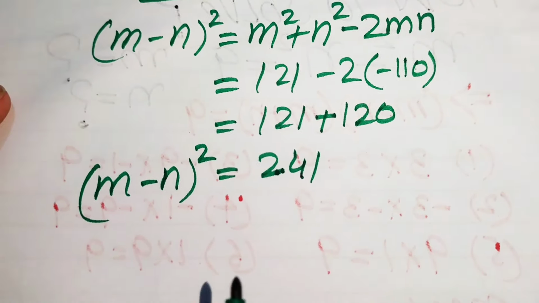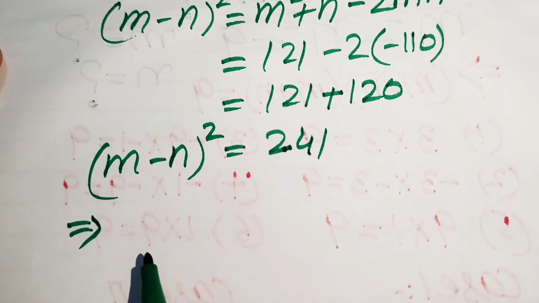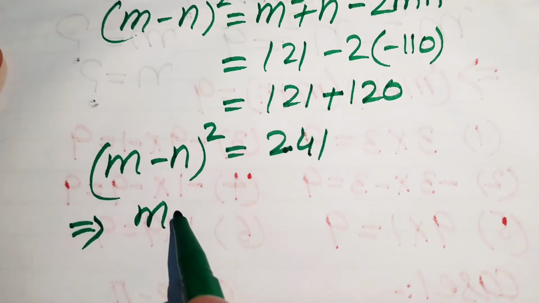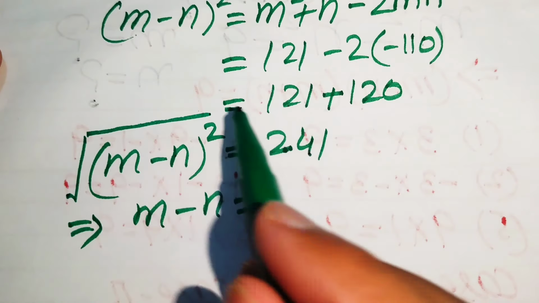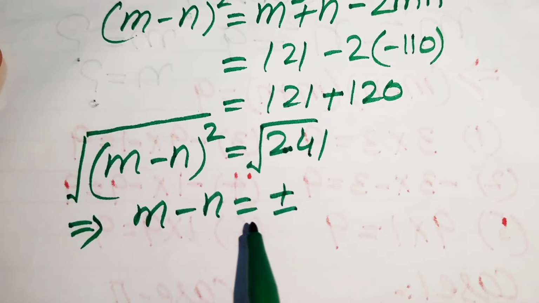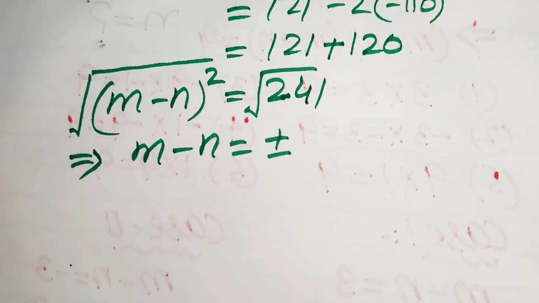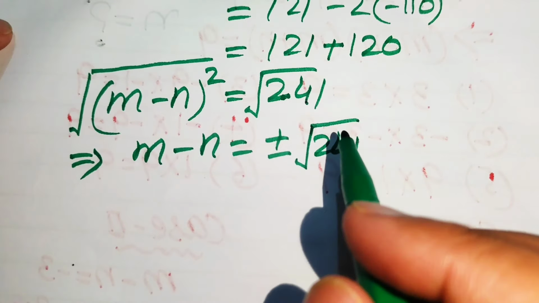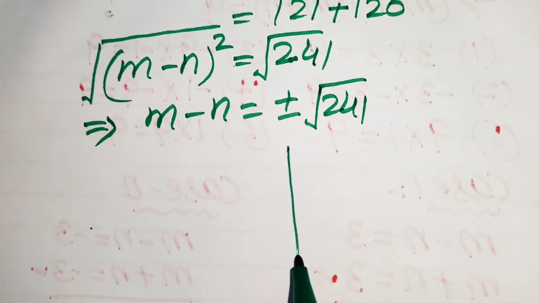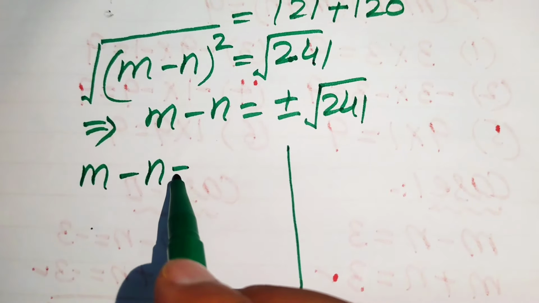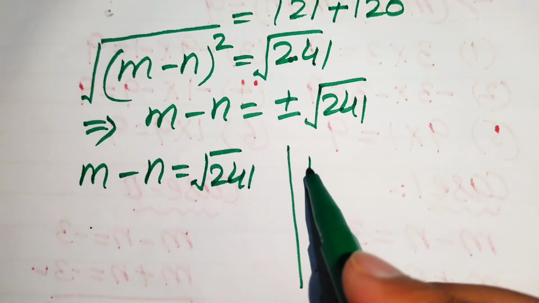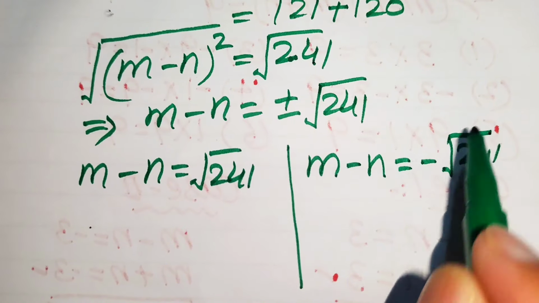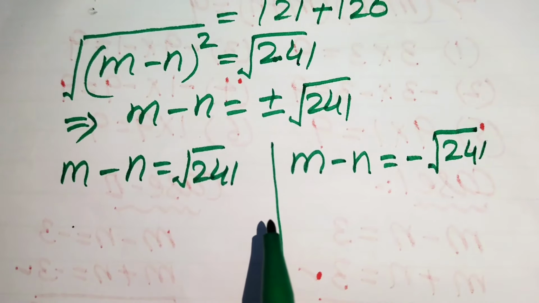Now in the next step we need to find the value of m minus n, and then we solve the m plus n equation and this equation, and we easily get the value of m and n. So here we take the square root on both sides of this equation, and we get m minus n is equal to plus minus square root of 241. Here we make two equations. First we write the positive value, m minus n is equal to square root of 241, and the second is m minus n is equal to minus square root of 241.